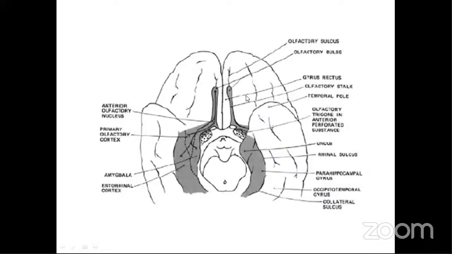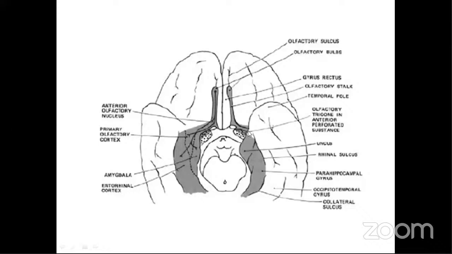Here is a diagrammatic view of the things which I just told you. This is the olfactory bulb leading to the olfactory tract, then the olfactory stria. Here we can see the lateral olfactory stria, and here we have the medial olfactory stria. This is the anterior perforated substance and optic chiasm. This area is the olfactory trigone. Here we can see the trigonal structure.